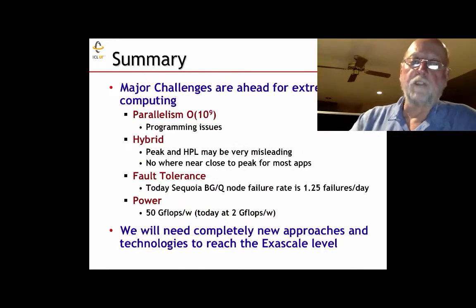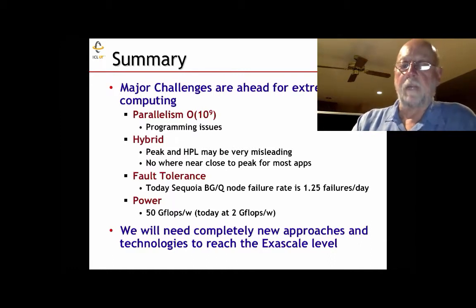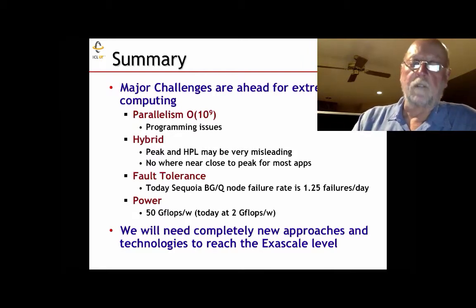Okay, so we have major challenges ahead. We have parallelism, which is growing. We have issues in terms of expressing our programs. We have this notion of hybrid programming, which leads to, again, many issues in terms of developing applications that can fully exploit the potential. Fault tolerance is going to be a big deal in the future.